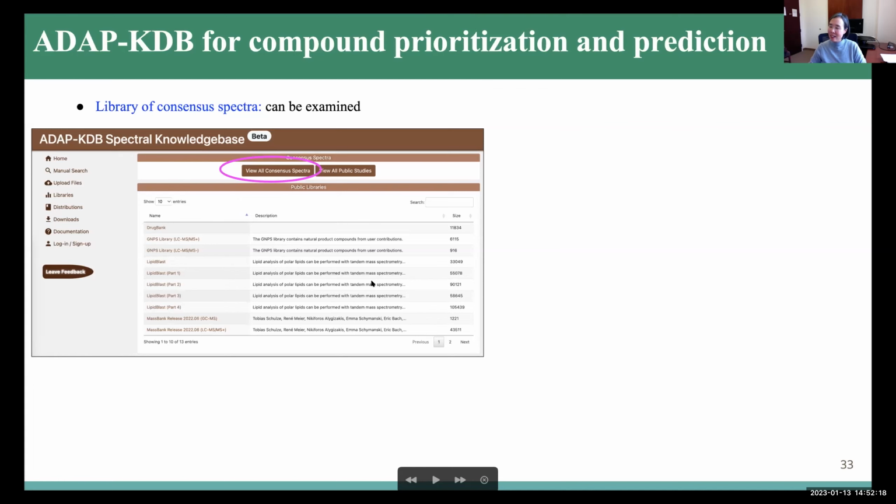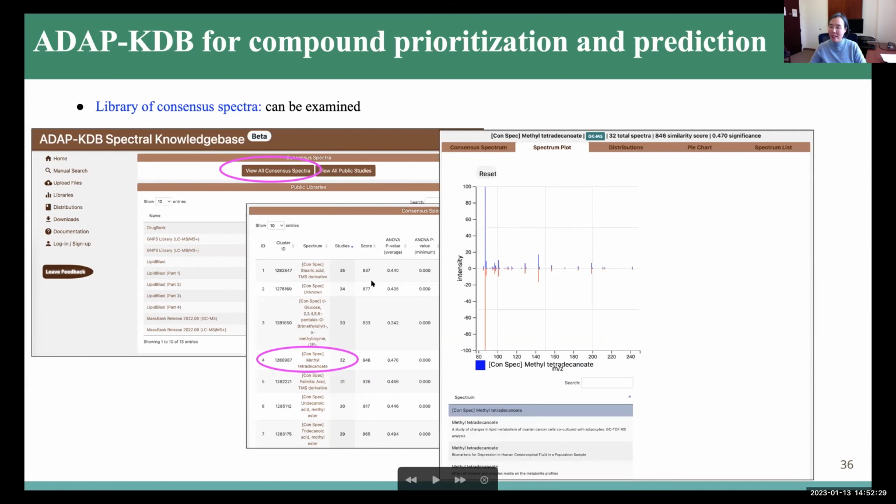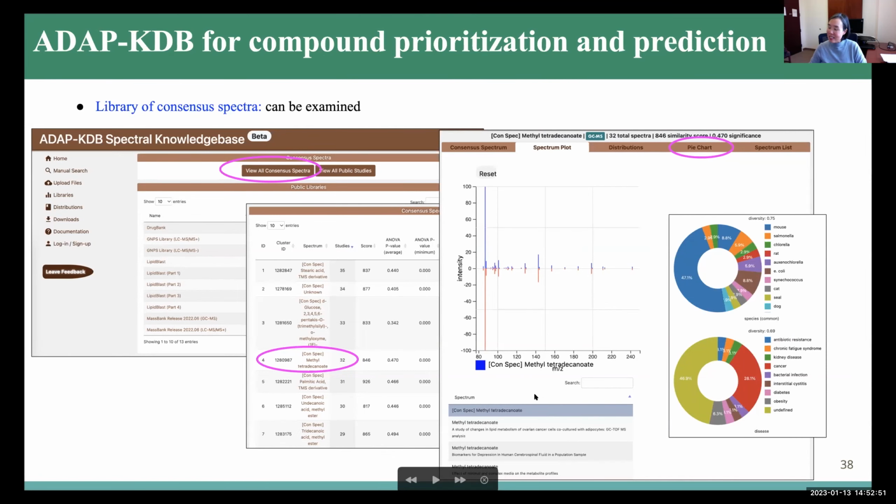If you are in ADAP-KDB, click View All Consensus Spectra, you can see the list of all the consensus spectra, and click on a particular spectrum. Here, you can see more information for that particular cluster of consensus spectra. Here you will see from what studies the underlying spectra have been extracted. So this is mostly from Metabolomic Workbench. And also you can see the distribution of diseases and multiple different metadata. I'm only showing diseases and species within that cluster.